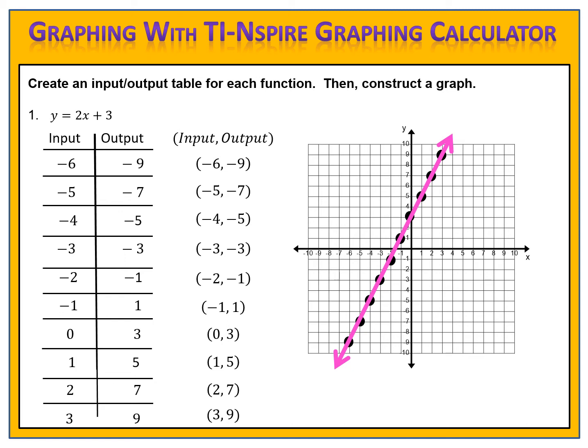And the final step is to write the equation on the graph. The equation was y equals 2x plus 3, and so I write that on the graph. And now I've completed the input and output table for the equation y equals 2x plus 3, and I constructed the graph.